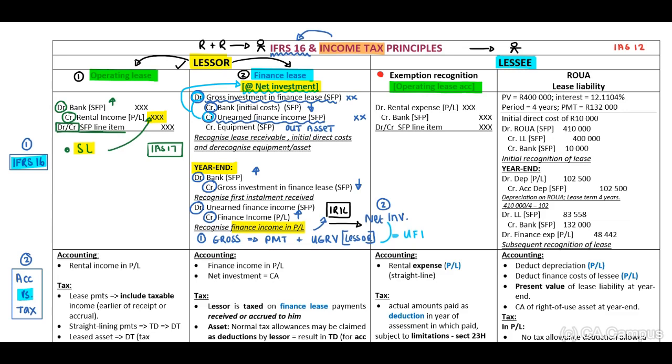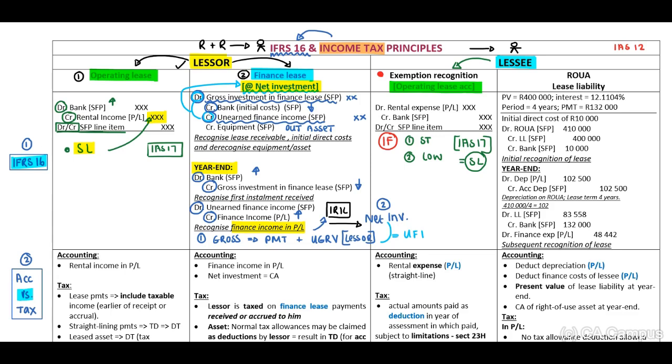But it is important, guys, that the lessee can only choose the exemption recognition if 1, this is a short-term lease, less than 12 months, or 2, this is a low-value asset. If our lessee chooses the exemption recognition, we need to apply our operating lease accounting. Again, guys, similar to IAS 17, our old leases standard, and we need to straight line our rental. I'm not going to do this, guys. I'm pretty sure you know this by now.